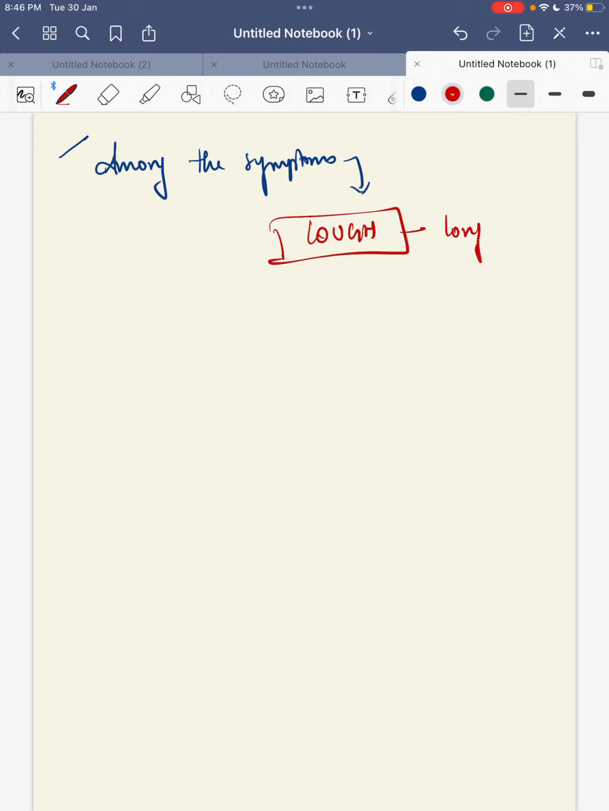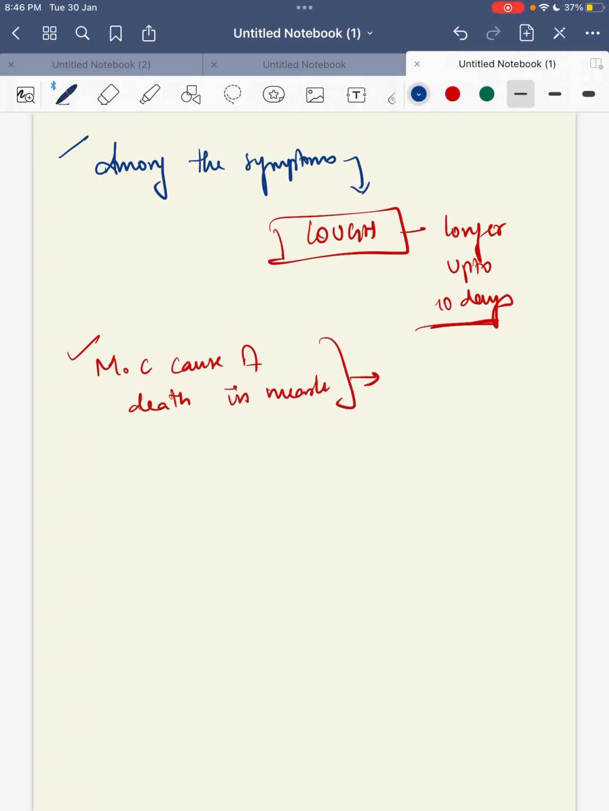cough lasts longer, up to 10 days. Okay, this can also be an exam question or viva session question. Okay, the most common cause of death in measles is pneumonia. That is also another question. The most common cause of death is not measles itself, it is pneumonia.